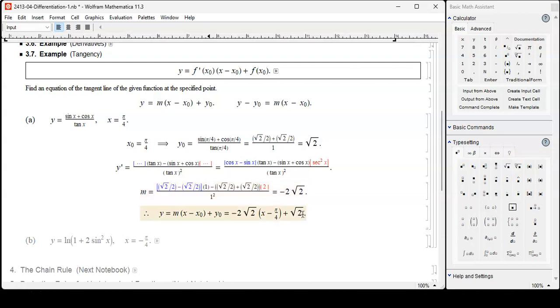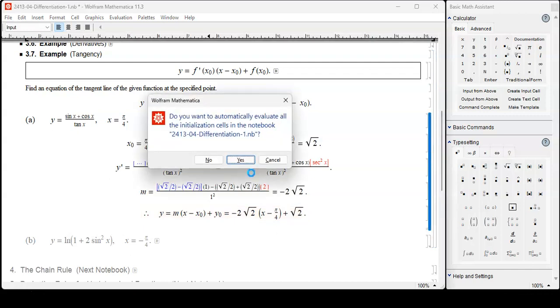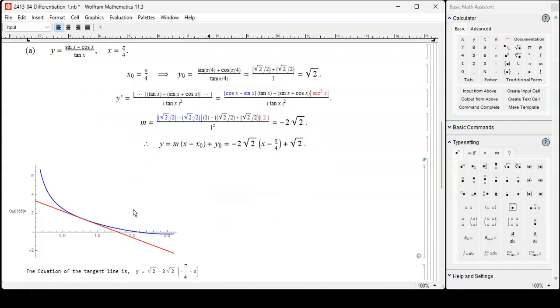So, we have the equation of the tangent line. Is this correct? Let's run this program and let's check. Yes, indeed, it's a tangent line.